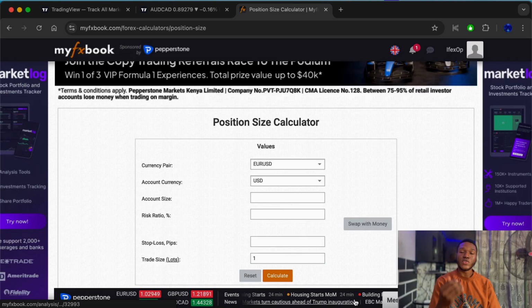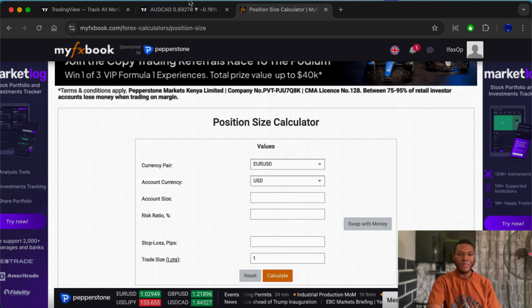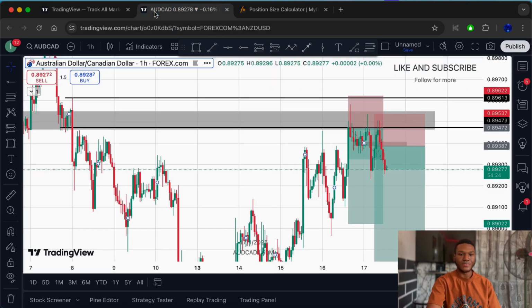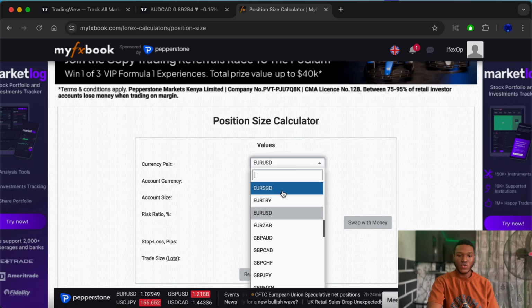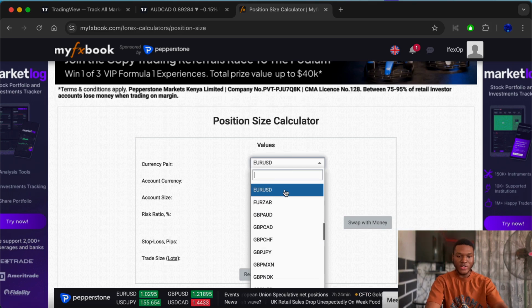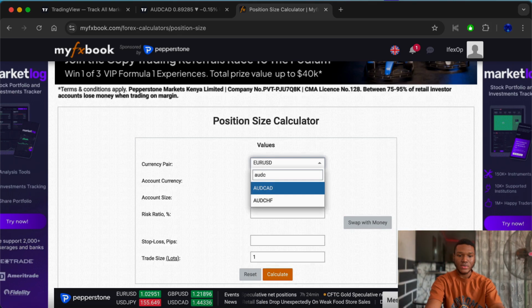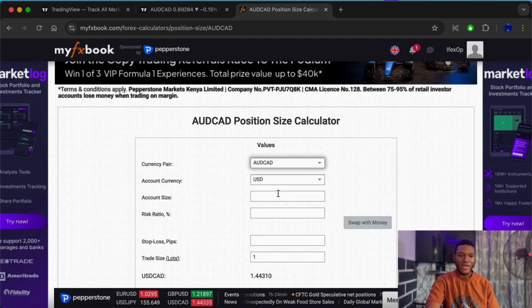You understand me? You don't need to be over-risking on a trade. You actually need to know how much you're placing on a particular trade. So for that pair that we are currently in, remember guys, we are currently on AUD CAD. They ask for a currency pair, so I'm going to choose AUD CAD right now. You can literally just search AUD CAD. So this is the pair right here. Then the account is the USD account, obviously.